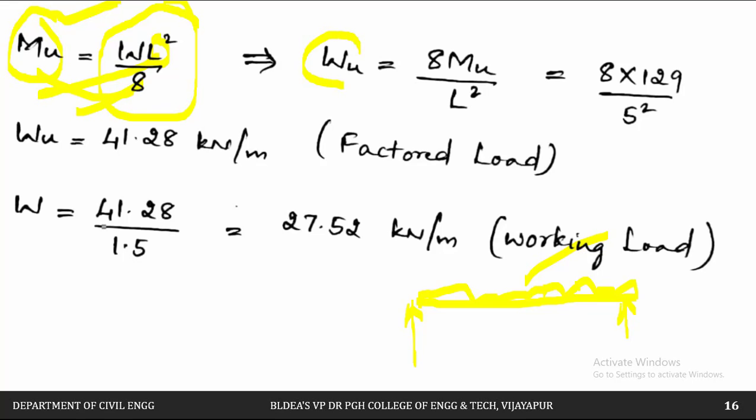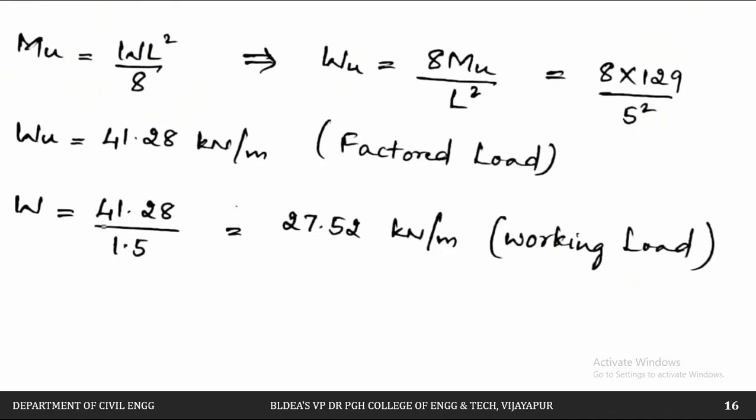If you cross multiply, you will get this Wu, that is equal to 8 Mu divided by L square, as L square will come at the bottom. W is nothing but the load, so that load we will come to know. If you substitute in the equation, you will get the answer as 41.28 kilonewton per meter. So always we are calculating for factored load. So for factored load, we can put a factored load of 41.28 kilonewton per meter.